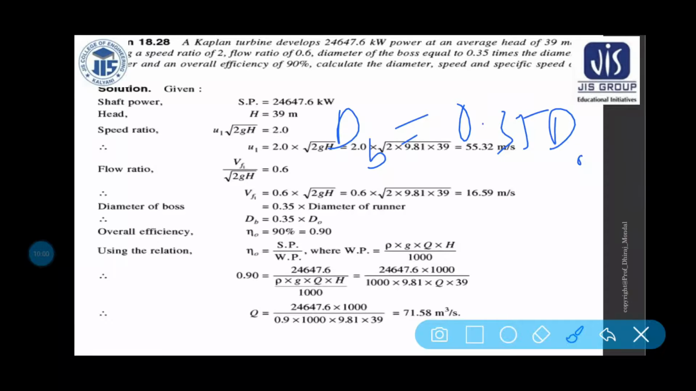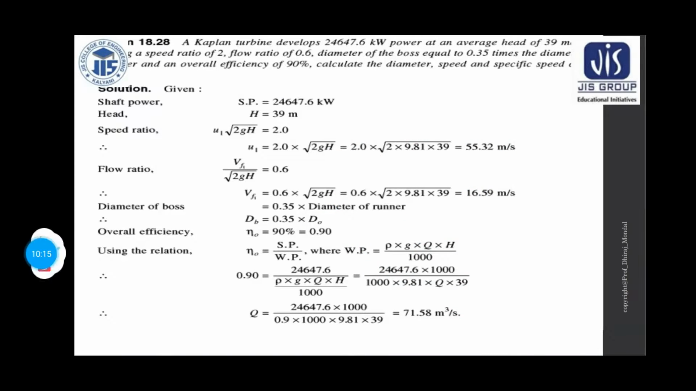Okay, and the overall efficiency is 98%. Overall efficiency, you know, is shaft power by water power, and that is equal to 0.9. Calculate the diameter, speed and specific speed of the turbine. See, this specific speed we did not discuss yet.